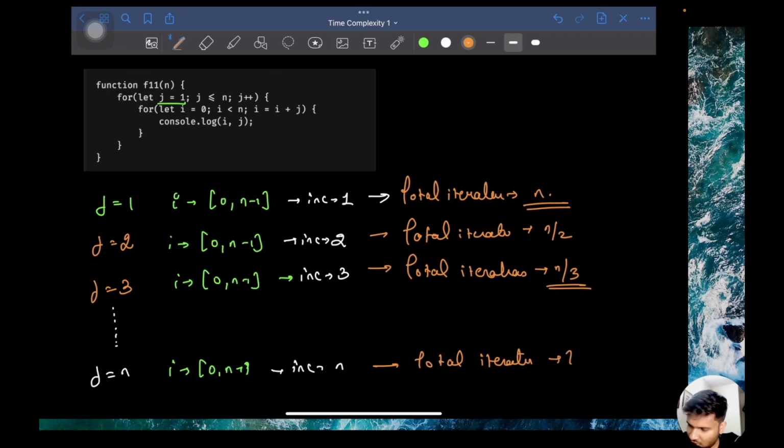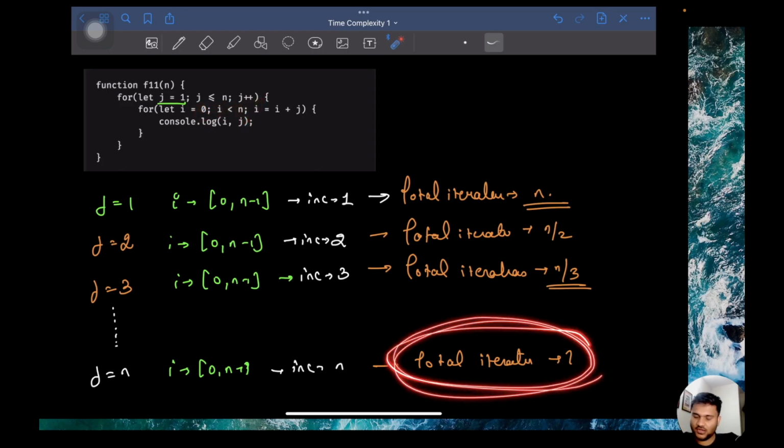Just think about it, right? You start from 0. You check, is 0 less than n? Yes. You console.log. And then you do i equals i plus n. So i becomes n, right? Is n less than n? No. And the loop ends. So in one iteration, the loop ends.